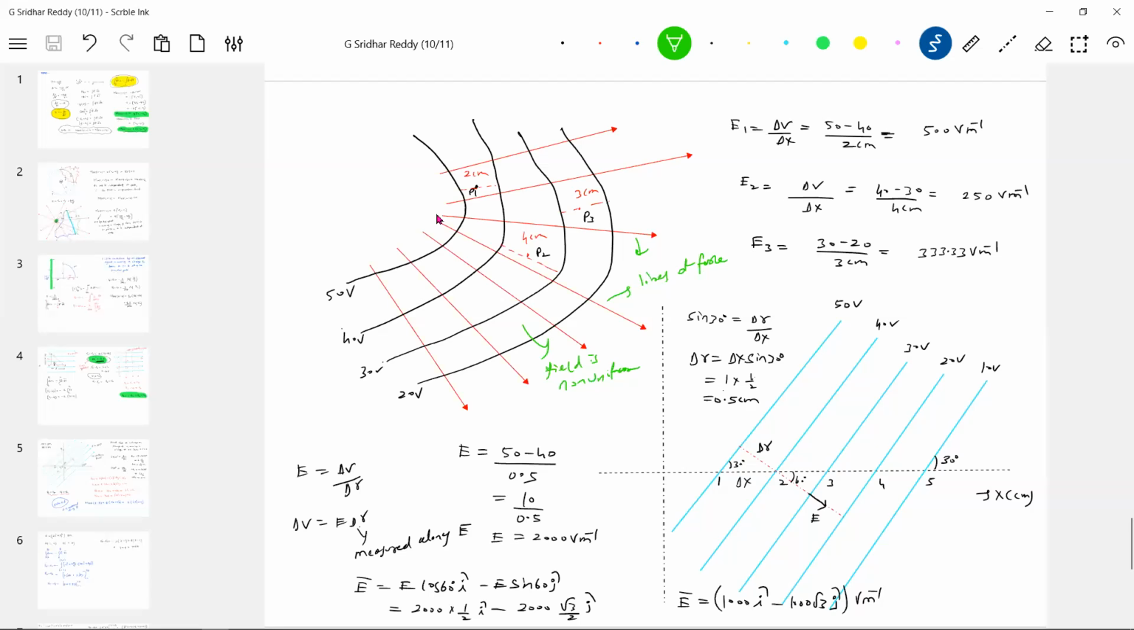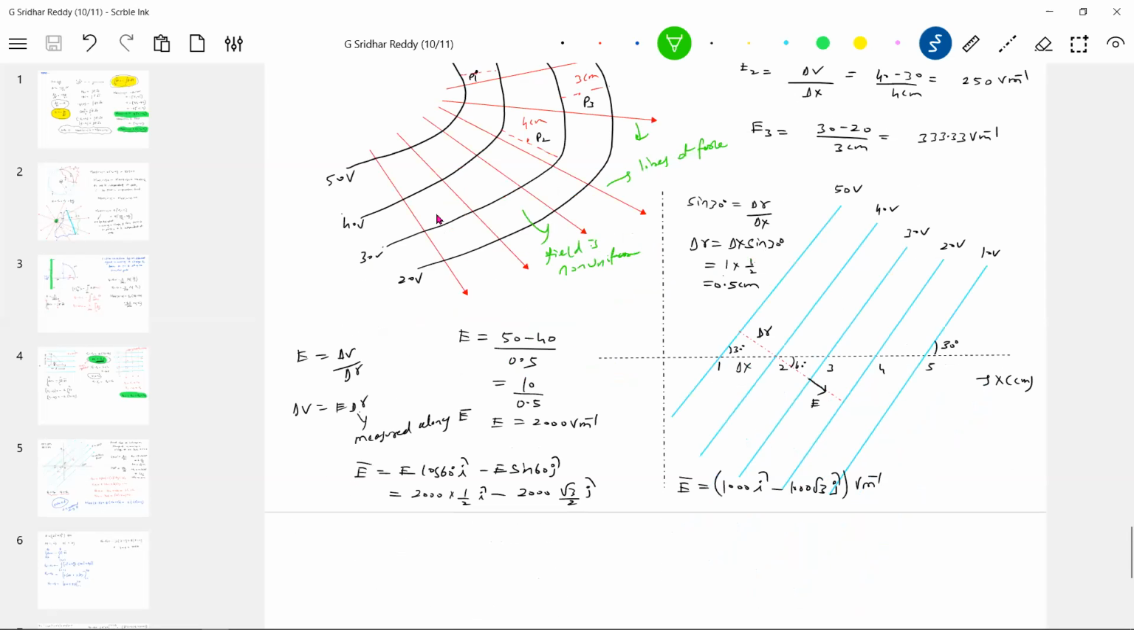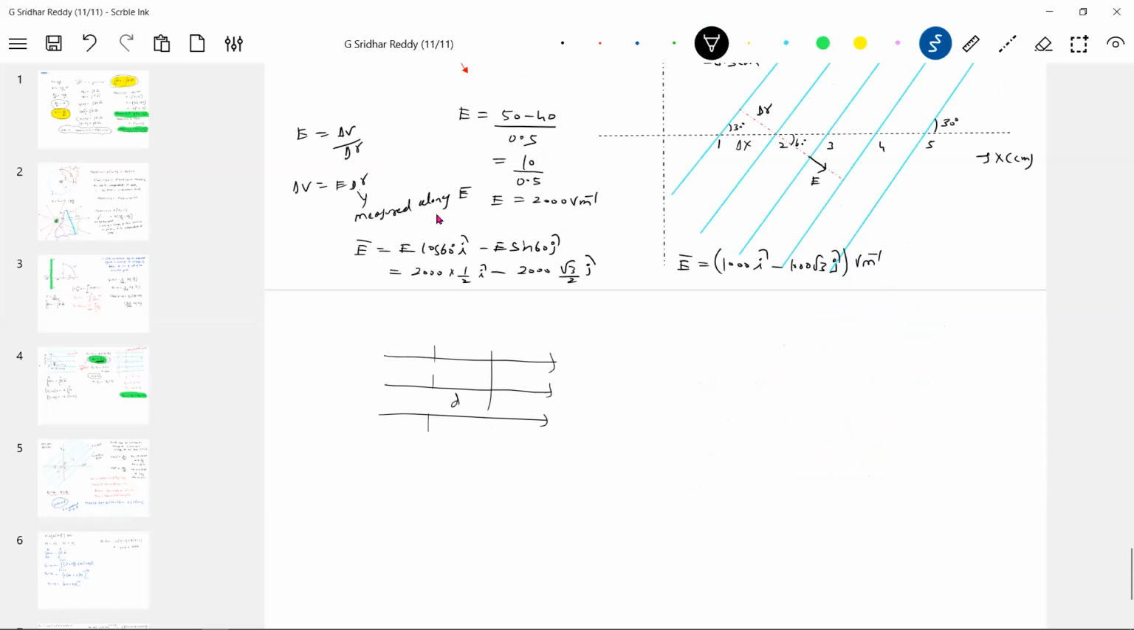If I have an electric field vector and these points, what is the potential difference between 1 and 2? V12 should be equal to E into d because the field is uniform. This is what is needed for us. Or integrating from 1 to 2. This is what finally we have to conclude in this chapter.